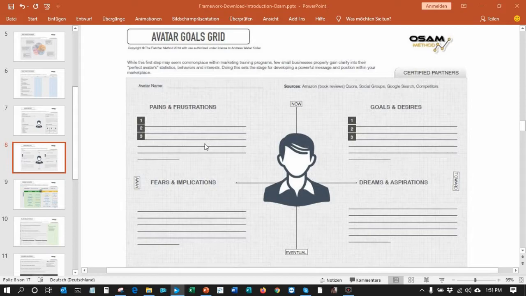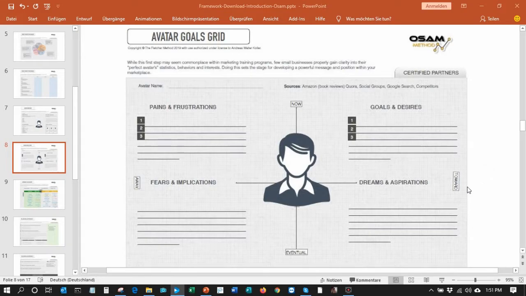Maybe before we move on to the fears and implications, let me show you shortly what it is about here. We have the now. We have the pains and frustrations and their goals and desires that they have in the now, and they like to go somewhere. Eventually, they like to get their dreams and aspirations, and hopefully not their fears and implication coming into their world. So we go away from these fears and implications and pains and frustrations, and we go towards their goals and desires and their dreams and aspirations.